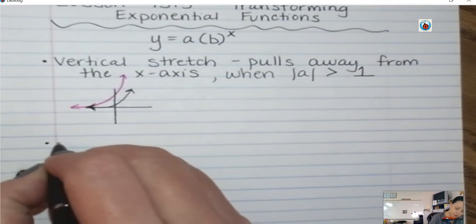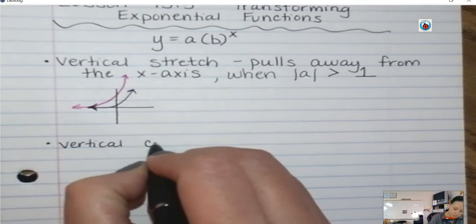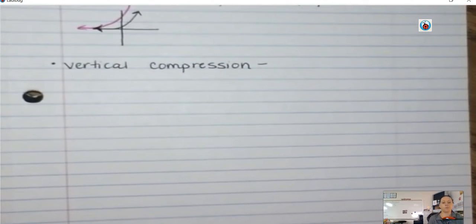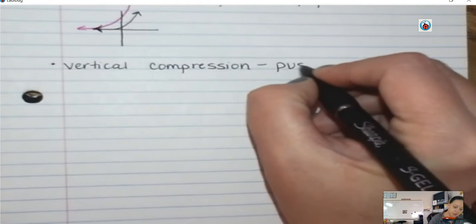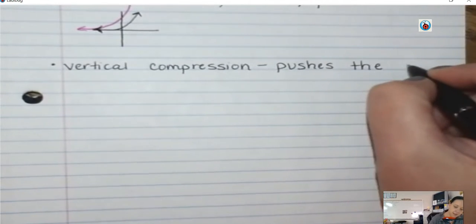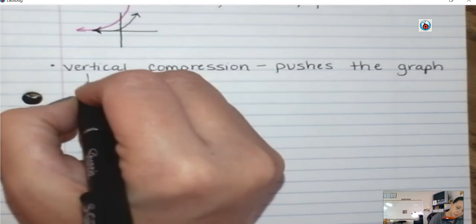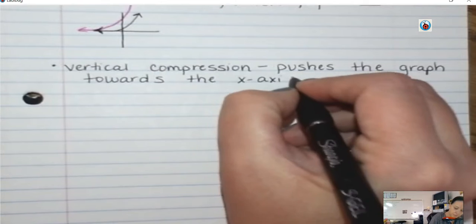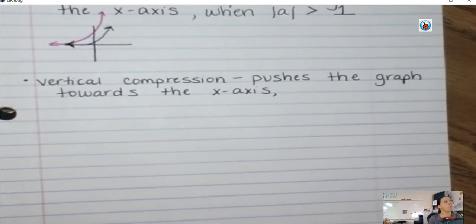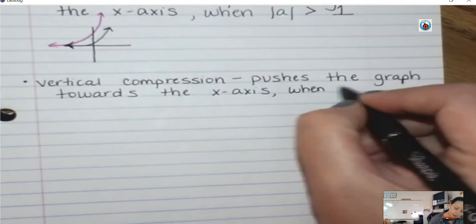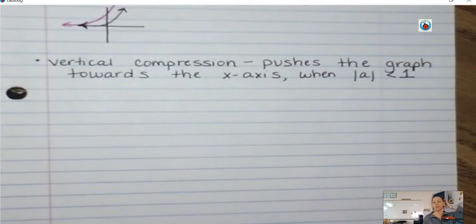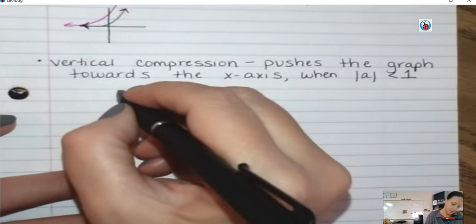Then we have a vertical compression. This pushes the graph towards the x-axis. And this is when the absolute value of a is less than 1. A vertical compression happens when the absolute value of a is less than 1, and it looks like it pushes the graph towards the x-axis.